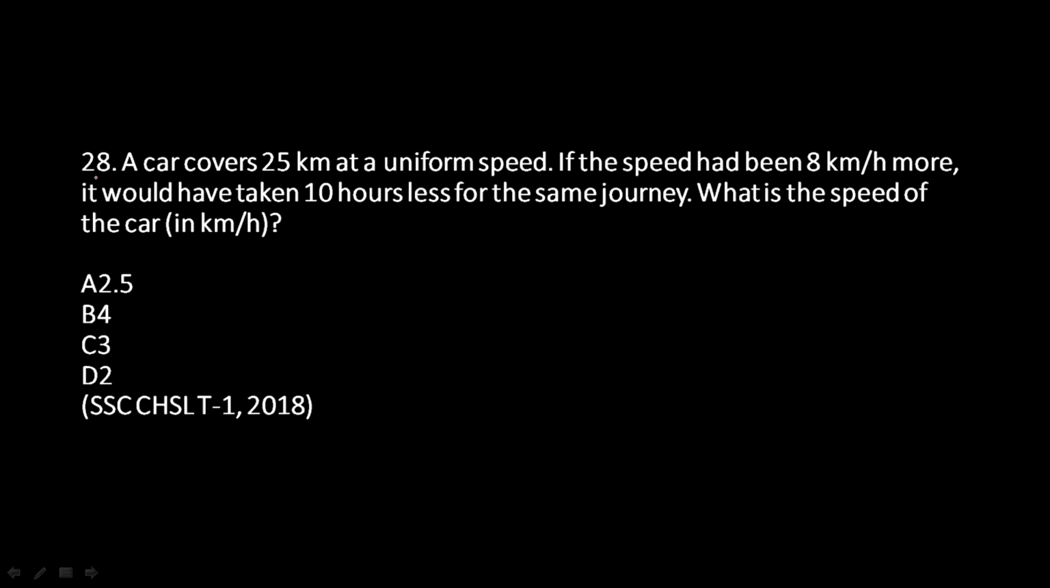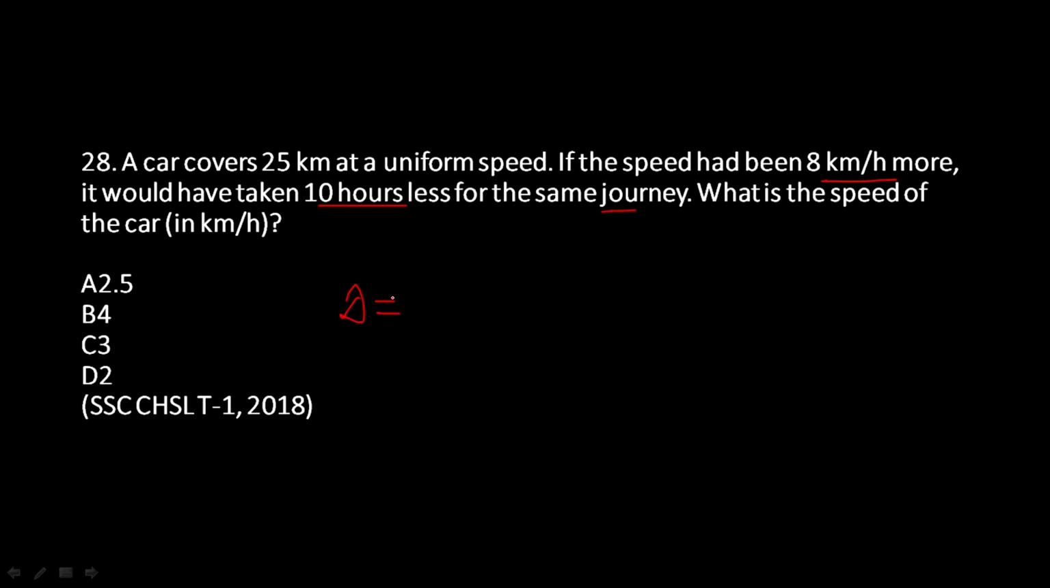Next, a car covers 25 km at a uniform speed. If the speed had been 8 km more, it would have taken 10 hours less for the same journey. What is the speed of the car? What have we discussed? What formula do we use here? First, try to recall that.